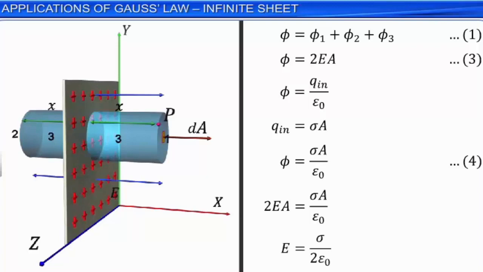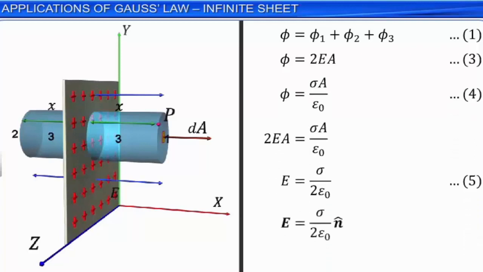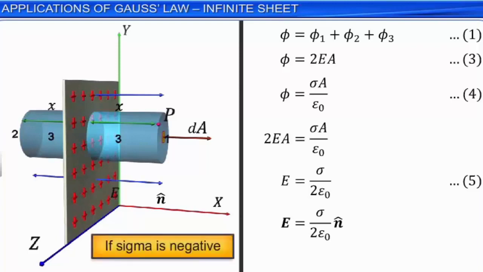The expression for the electric field due to the infinite plane sheet of charge shows that the electric field strength due to it is independent of x. Vectorially, E is equal to sigma by 2 epsilon naught into n cap, where n cap is the unit vector perpendicular to the plane and passing away from it. If sigma is negative, then n cap will point towards the sheet of charge, and if sigma is positive, then n cap will point away from the sheet of charge.